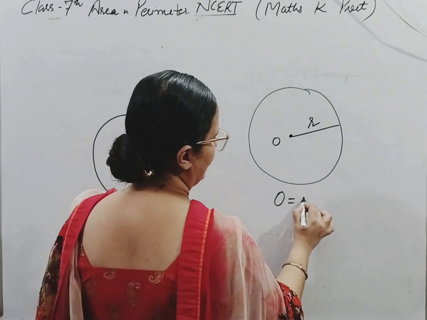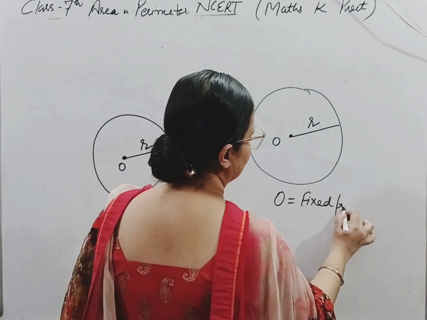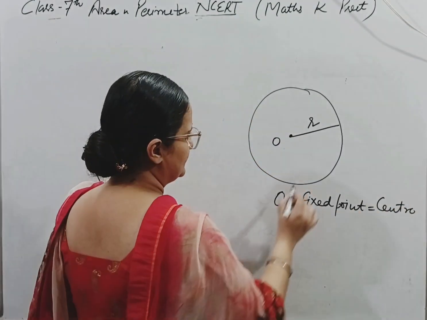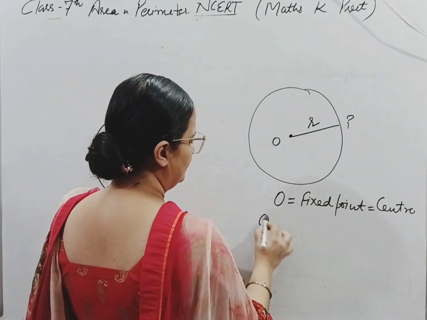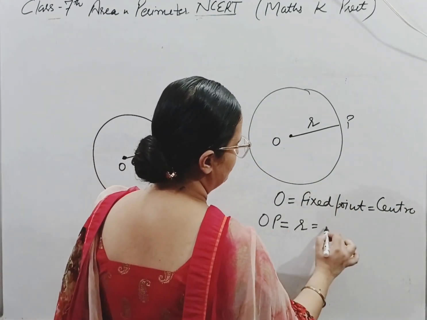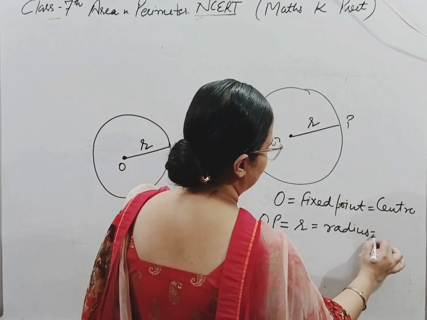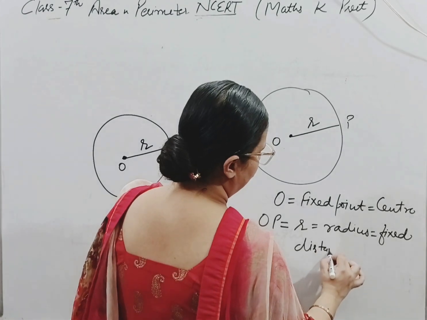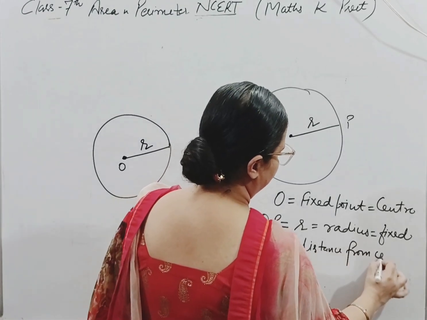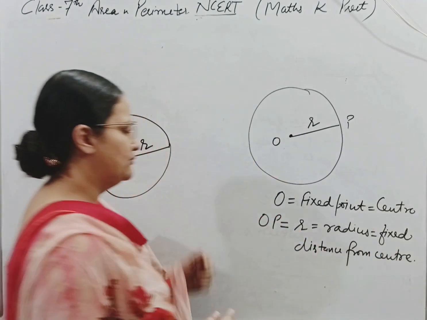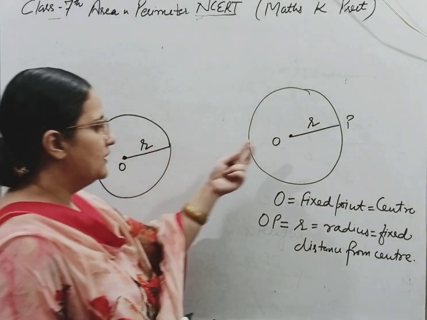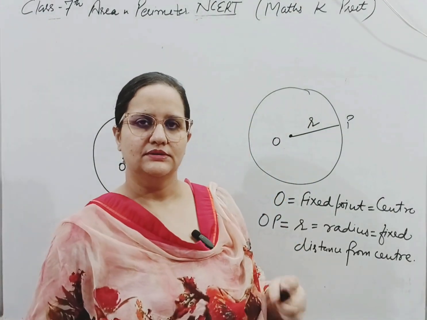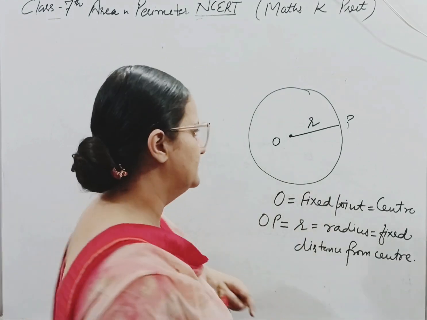So O is what? Fixed point known as center of the circle at a fixed distance. Say if this is my P, then OP is equals to R, it is known as radius, which is basically what? Fixed distance. From where? From center or from fixed point. So from a fixed point at a fixed distance, we draw a figure. Such figure we obtain is known as a circle.